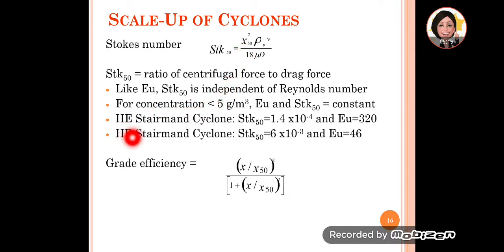For example, in this book, we use the high efficiency Stairmand cyclone and the high rate Stairmand cyclone. These have fixed values of the Stokes 50 number and Euler number. If we use the Stokes number, we can actually plot a curve for different efficiencies, and so we can calculate the grade efficiency, that means the efficiency to separate different particle sizes in proportion to X50.